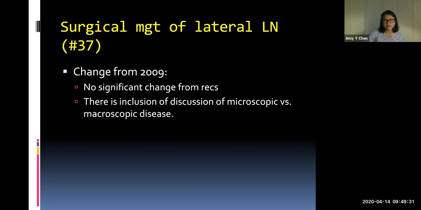There's really no significant change from 2009. The 2015 guidelines do discuss a little bit more about the significance of microscopic versus macroscopic disease. However, this doesn't really impact your initial decision-making because you're not going to know whether it's microscopic or macroscopic disease until after you dissect the neck.